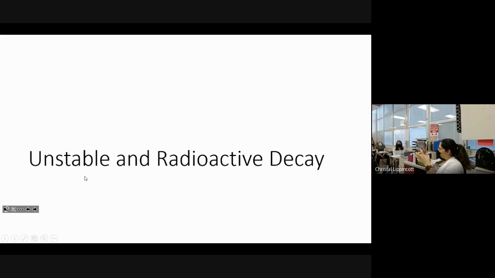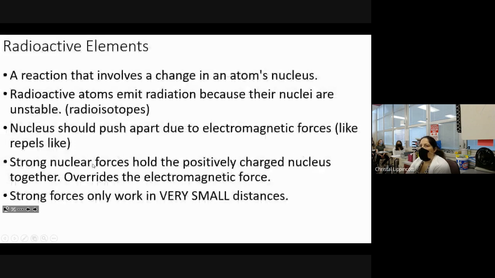If the ratio of protons to neutrons gets off too much, that strong force can't hold it together, and it starts going through this decay process. Okay, so we call this nuclear chemistry because it's dealing with the nucleus of the atom. All right, so like I was saying, it's a reaction that's going to change an atom's nucleus. The radioactive atoms emit radiation because their nuclei are unstable.